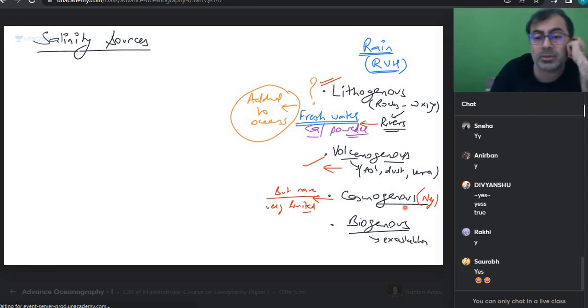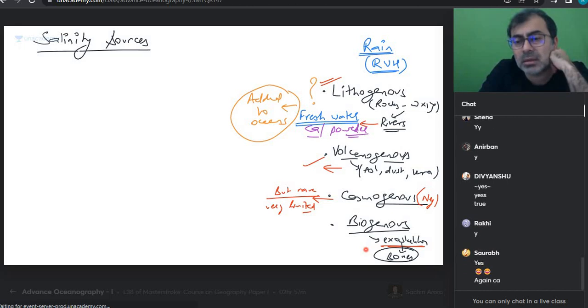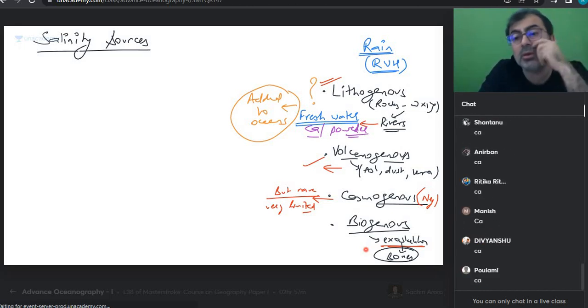Now comes biogenesis, exoskeleton of the marine organism. I'm sure exoskeleton, by exoskeleton you mean the bones. Yes or no? Our bones are made up of which salt? Is it sodium chloride? Again calcium. Again calcium. No, sir. The body of the organism.